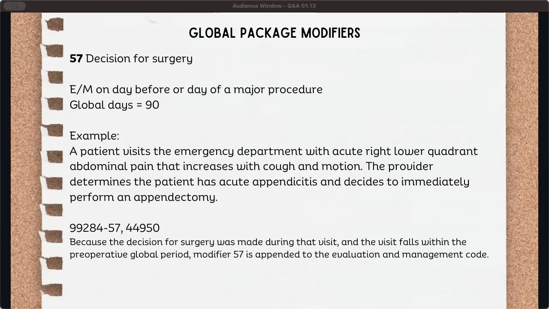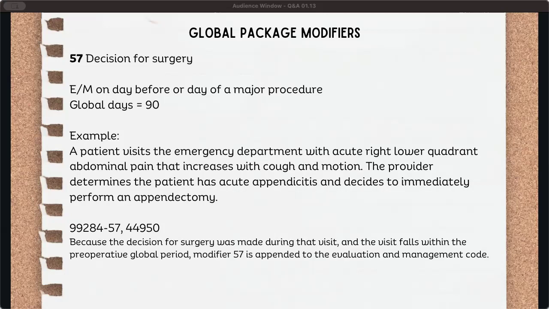evaluation and management code. So an example is if the patient visits an emergency department with acute right lower quadrant abdominal pain, and that increases with cough and motion. At that point, the provider determines that the patient has acute appendicitis, and they decide to immediately perform an appendectomy.